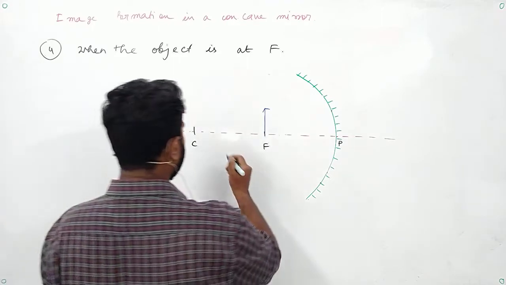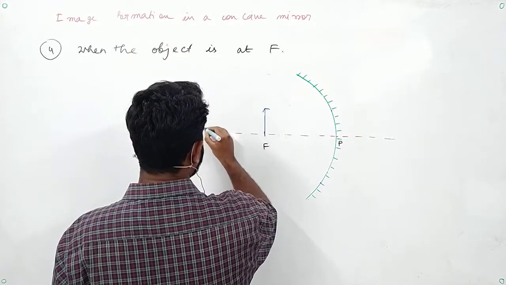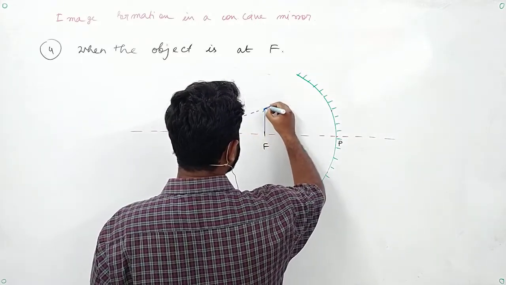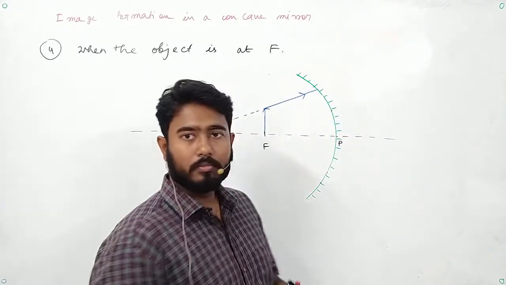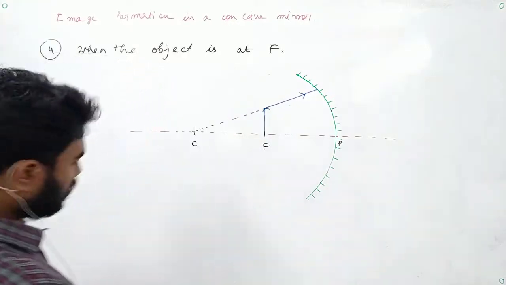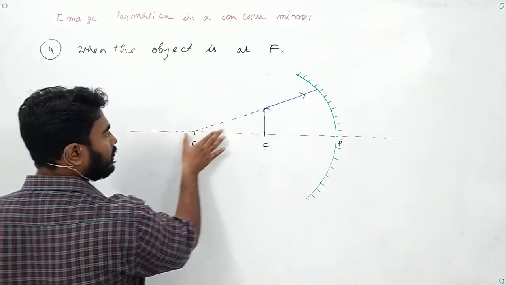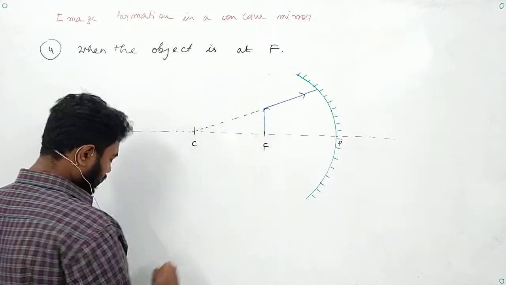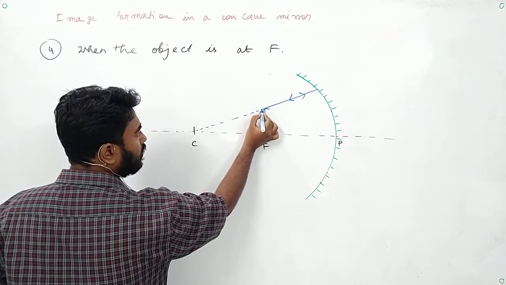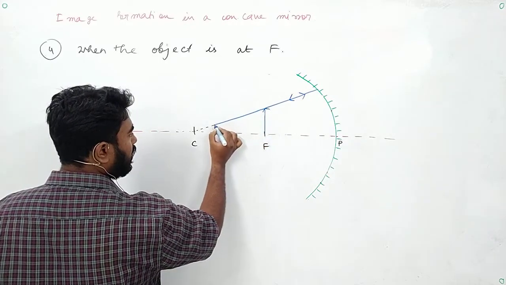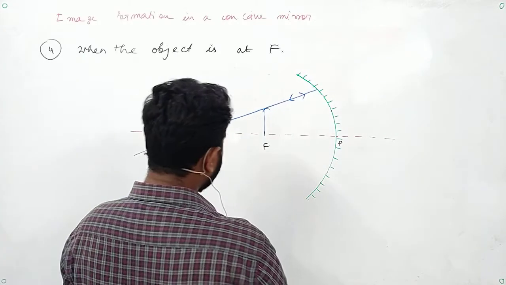See, if I draw a ray of light as if it is directed towards the center of curvature, so when a ray of light will go as if aimed towards the center of curvature, then after reflection this ray of light will pass through the center of curvature.